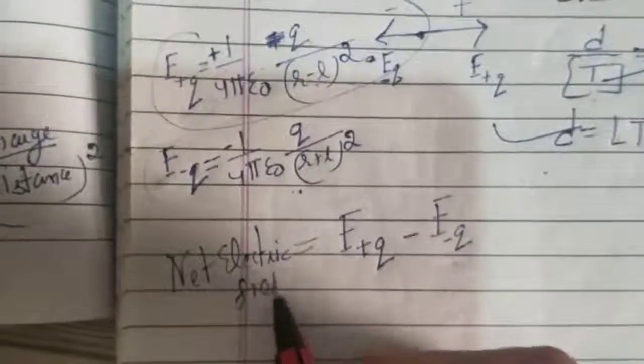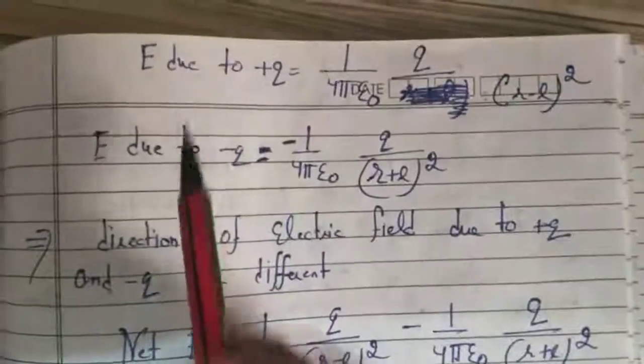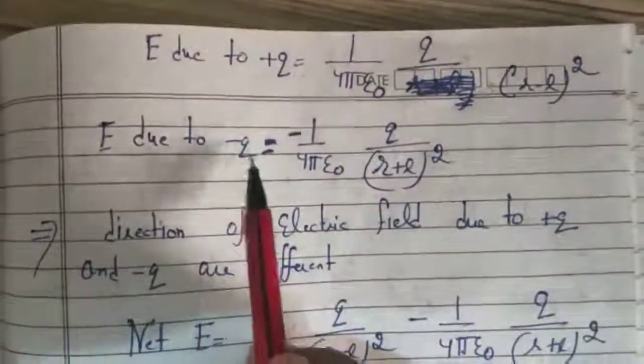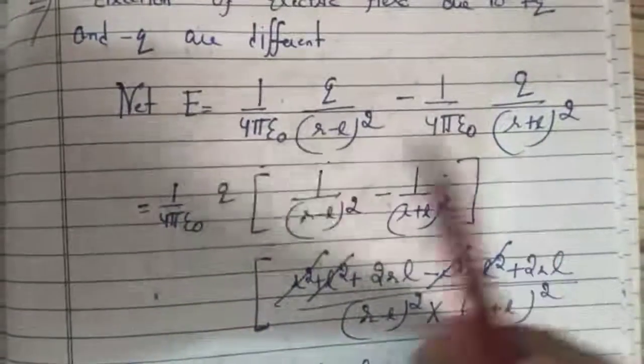You have to do the subtraction. You will put E plus Q here, E minus Q here, then you will do the subtraction. The same way is explained here: electric field due to plus Q, electric field due to minus Q. Then we are taking the difference from plus Q to minus Q.